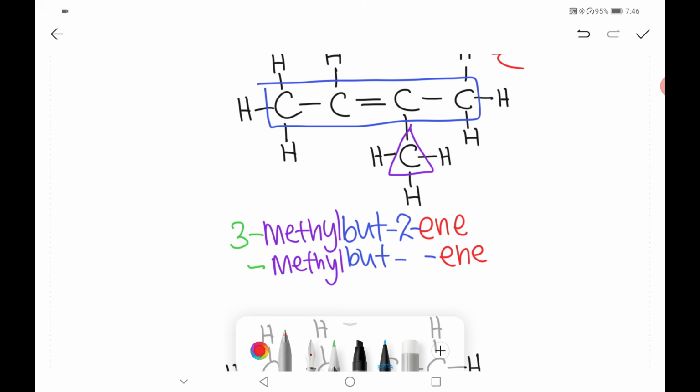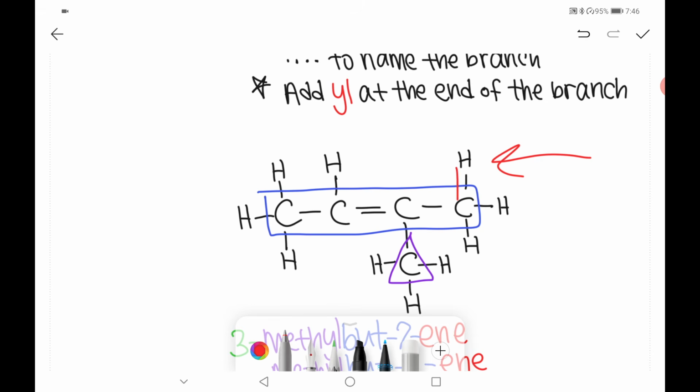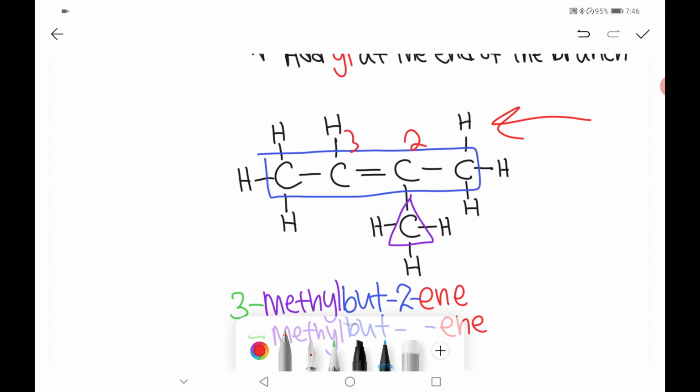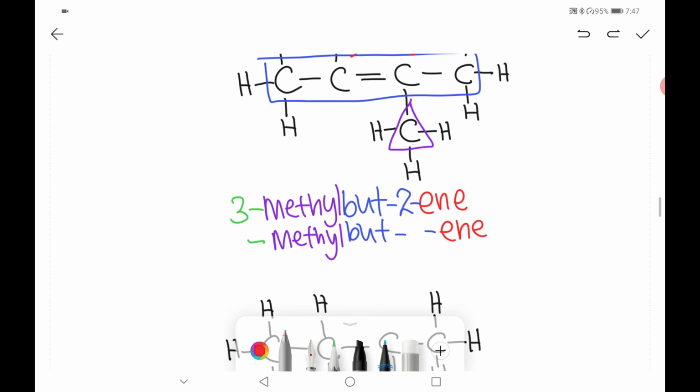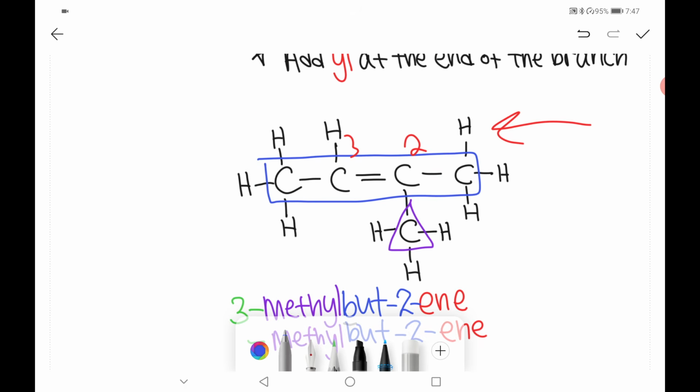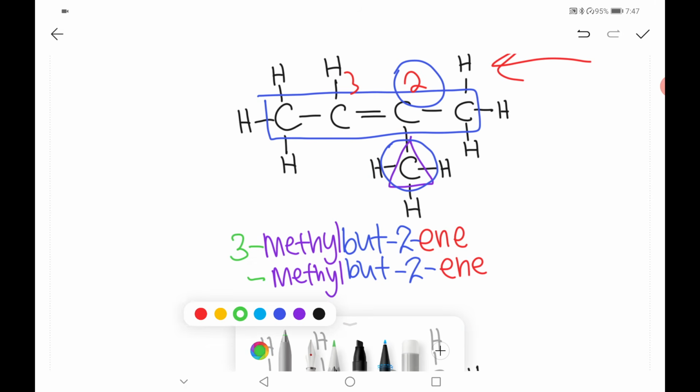If you count from the right hand side, this is carbon number 1, this is carbon number 2, and this is carbon number 3. As you can see, now the double bond is between second and third carbon. When the double bond is between the second and third carbon, the smaller number is 2. So we put the 2 at the back. Same thing, what about the branch? This is my branch. My branch is on the second carbon, carbon number 2.